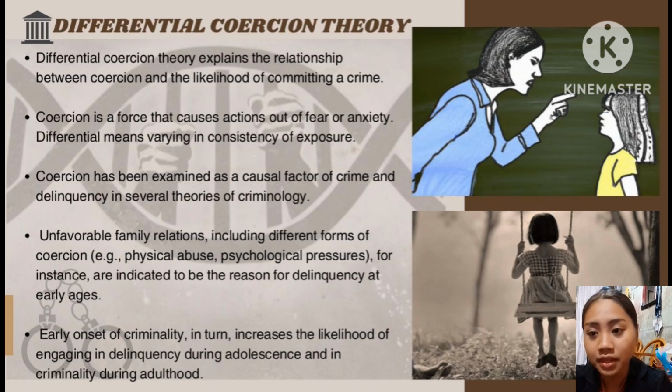Coercion has been examined as a usual factor of crime and delinquency in several theories of criminology. Unfavorable family relations, including different forms of coercion, for example physical abuse and psychological pressures, are indicated to be the reason for delinquency at early ages. Early onset of criminality, in turn, increases the likelihood of engaging in delinquency during adolescence and in criminality during adulthood.